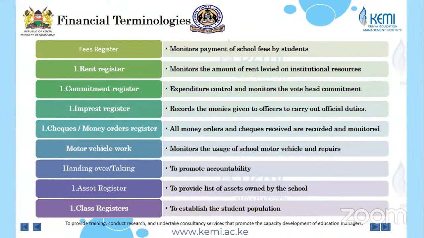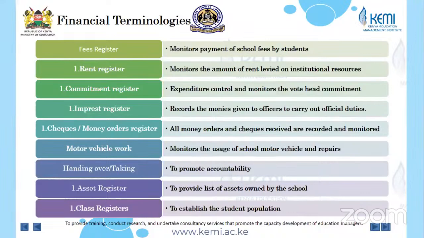And then we have the impressed register. This one is for the purposes of recording the monies given to officers to carry out official duties. For example, if you are taking the students for games and the school has paid you, this is what we call the impressed register. The accounting officer will record that this is the amount of money that you are paid.